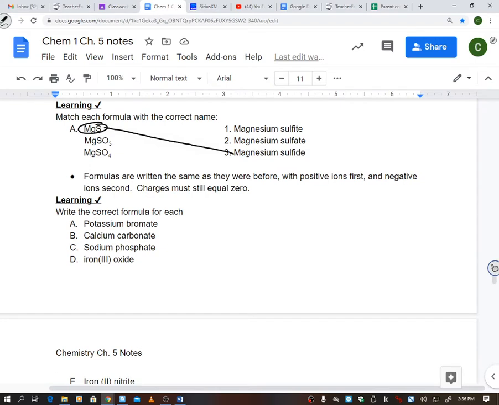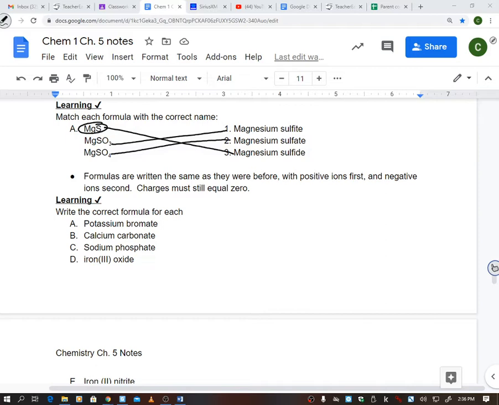So I have magnesium sulfite, which leaves us with SO4. If you were to go look at that sheet, that is sulfate, so it is magnesium sulfate. All right. Let's come down here to the end. Formulas are written the same as they were before with the positive ions first and the negative second. The charges still have to equal 0. So everything we have been doing before still applies here.